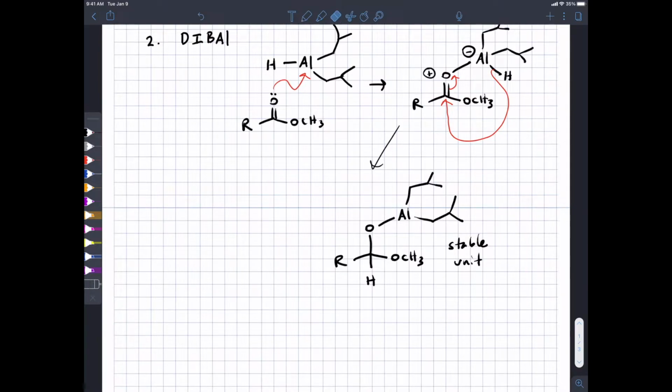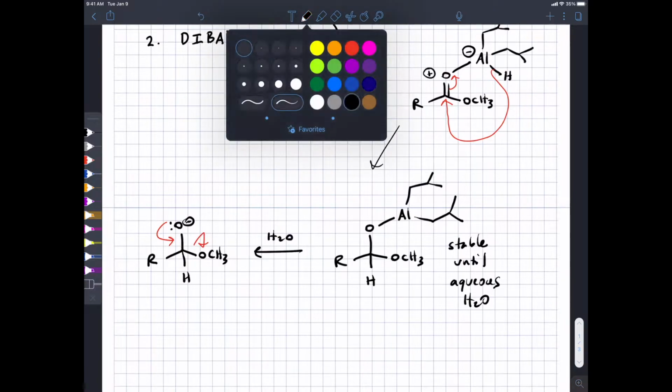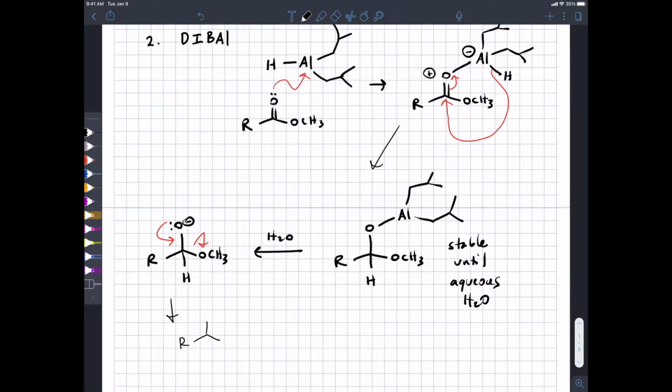until aqueous workup. What is aqueous workup? That's when you add water, perhaps some buffer, after the reaction to neutralize whatever starting materials or reagents are still reactive, and it helps you isolate your product. What happens when this molecule comes into the presence of water is that the oxygen from water replaces the oxygen bonded to aluminum here. That frees up your tetrahedral intermediate, which only at that stage can collapse to kick off the leaving group, and that gives you your aldehyde.